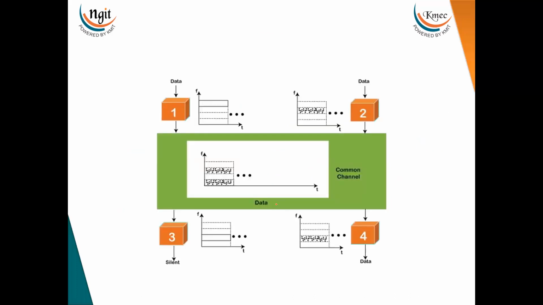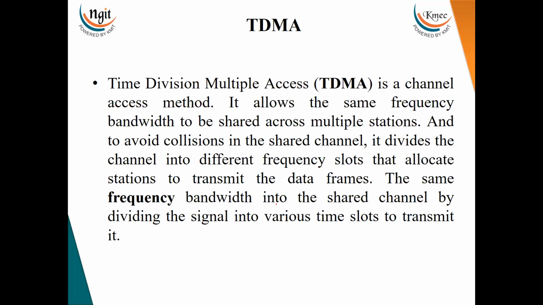That means the complete bandwidth is divided as per the frequency. And next, what is meant by time division multiple access? It is also an access method. It allows the same frequency bandwidth to be shared across multiple stations. To avoid collision in the shared channel, it divides the channel into multiple time slots that are allocated to the stations to transmit the data frames.